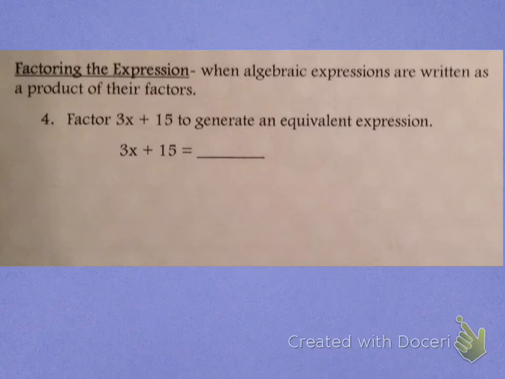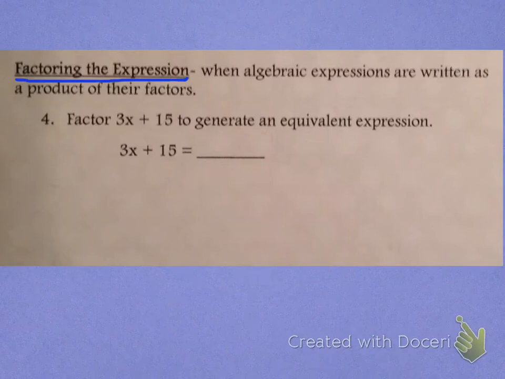Number 4, factoring the expression. So this is a new definition. Factoring the expression is when algebraic expressions are written as a product of their factors. Let's see what that means by practicing with number 4. Number 4 says factor 3x plus 15 to generate an equivalent expression.